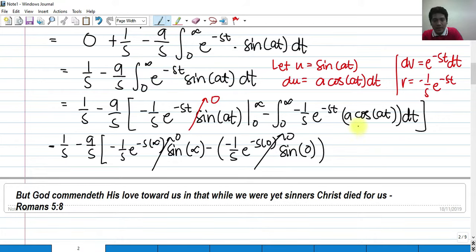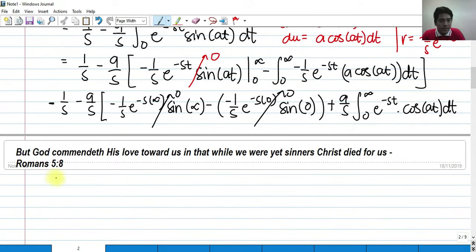So what will happen here is that, that is our definite integral. In this side, we can factor out a and negative 1 over s because we are integrating with respect to t only. So we have a times negative 1 over s, negative a over s, and we have a subtraction sign here. So we have negative a over s multiplied by negative, that becomes positive a over s, the integral from 0 to infinity of e raised to negative st cosine of at dt.